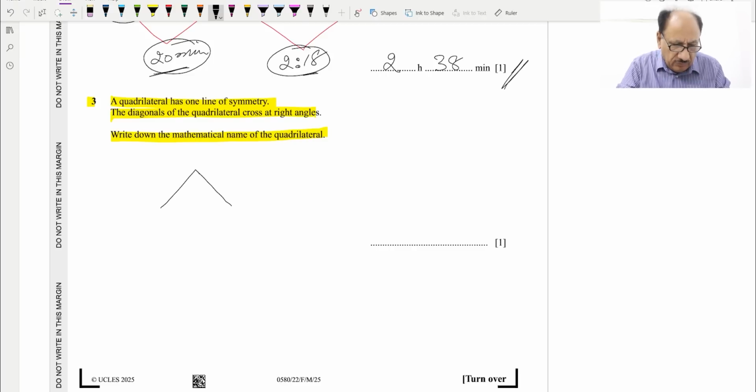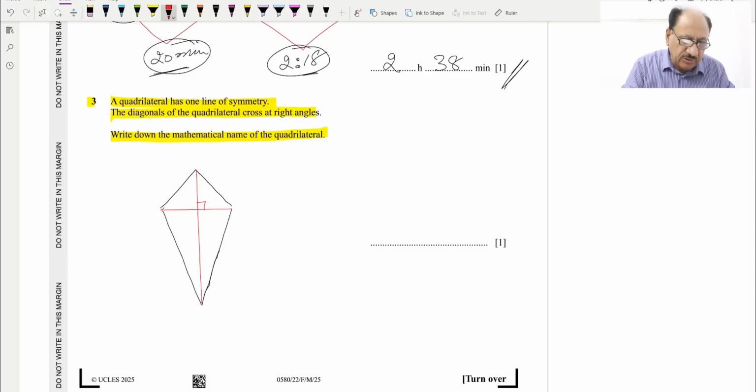If you see, it will be like this one. They are saying the diagonals of the quadrilateral cross. So if we draw the diagonals, they will be like this, and they are saying it's making an angle of 90 degrees, so cross at right angles. Write down the mathematical name of the quadrilateral, and the name is kite. So we can write here kite. This is also a 1 mark question.